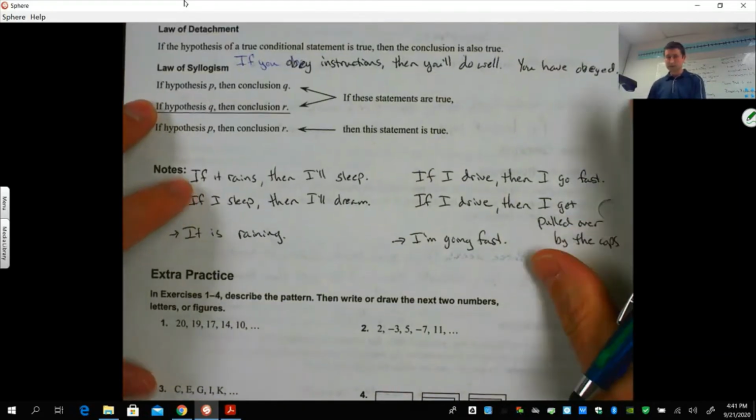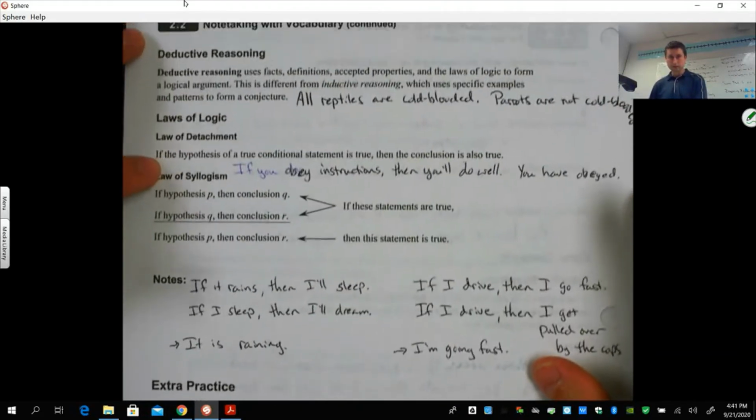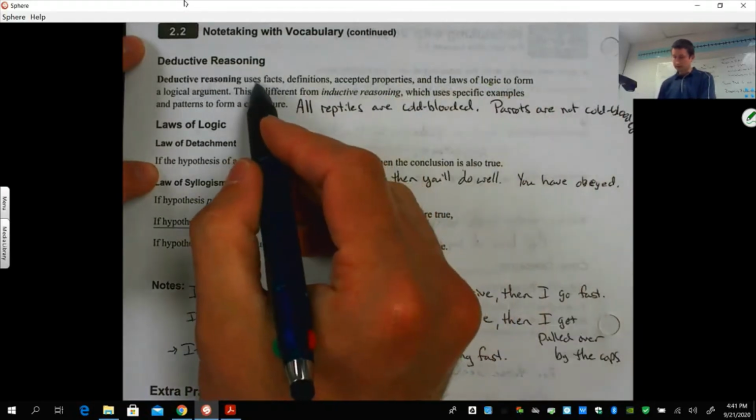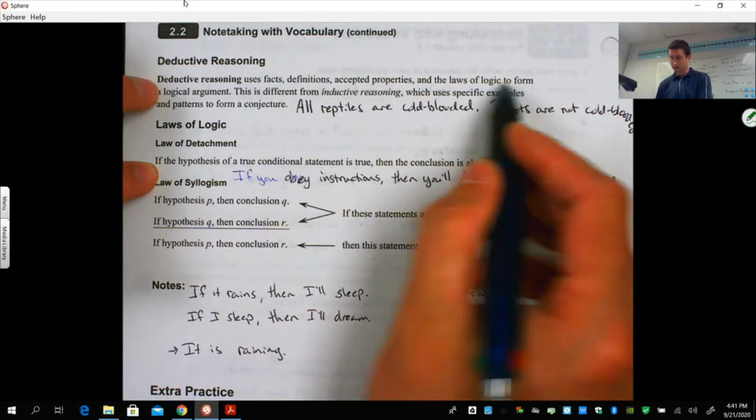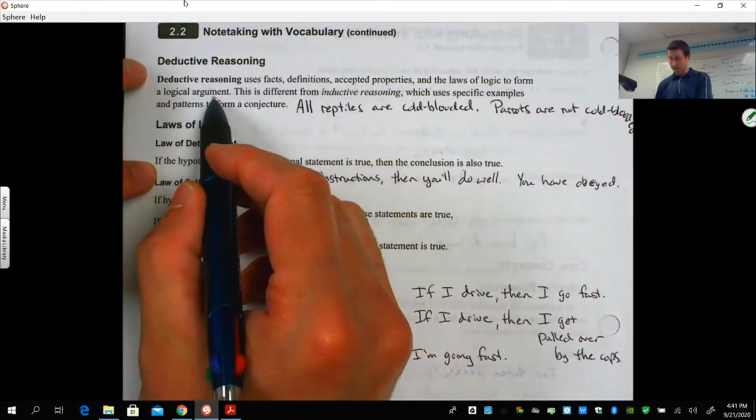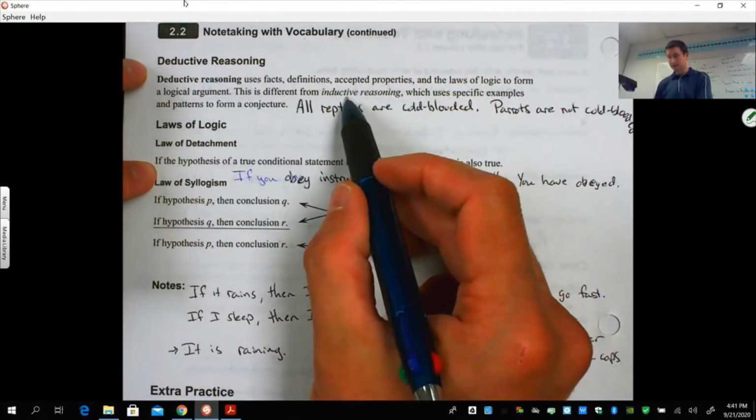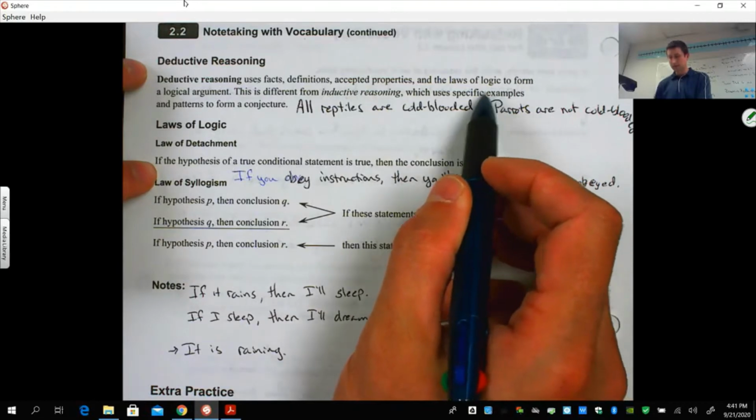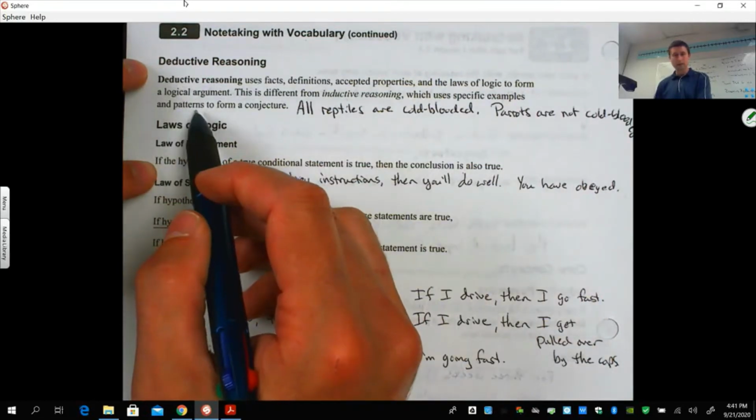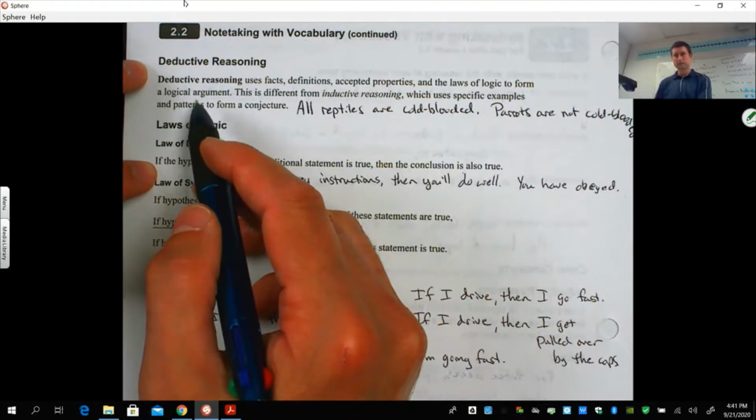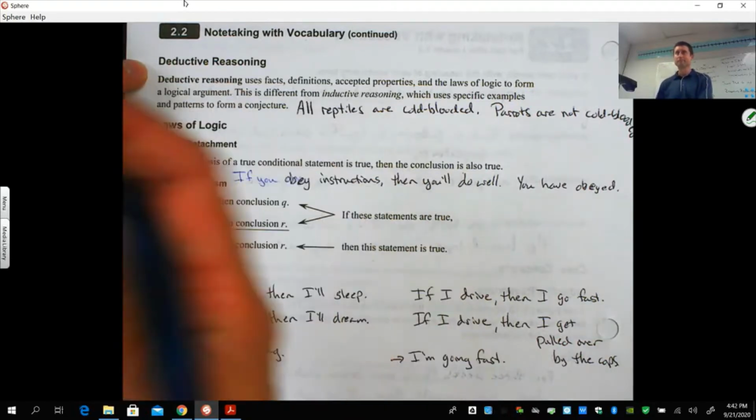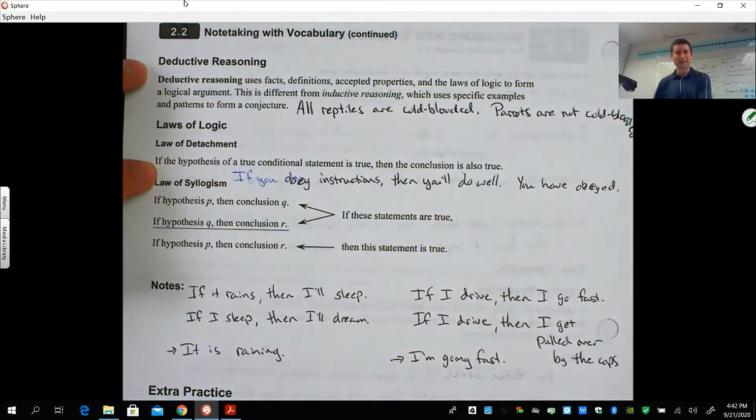Deductive reasoning. Here we're using, let's scroll, there we go. Using the facts, definitions, accepted properties, and laws of logic to form a logical argument. So inductive is specific examples. Deductive uses the definitions. That's how I remember it. Inductive uses your inside, is kind of how I always thought about it, like your gut, saying, I feel like it's going to happen this way.